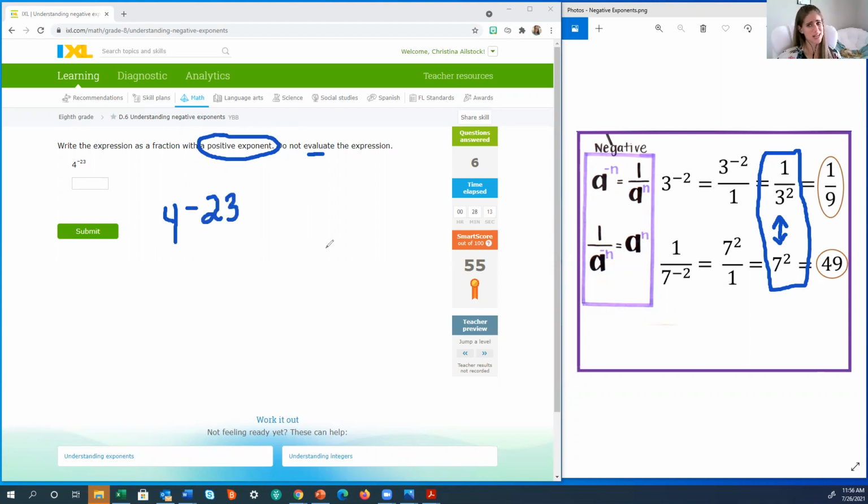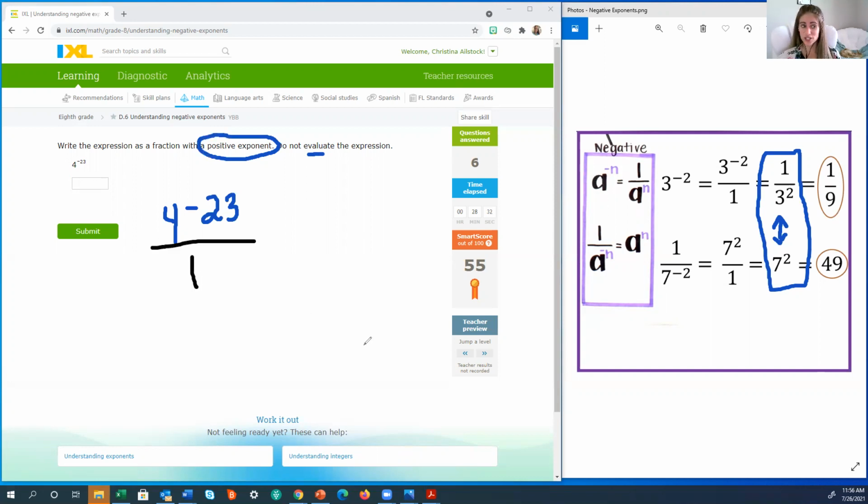I have a negative exponent. I need to make it positive. So first thing I look to see is, is it already written as a fraction? It is not. So that means my next step is to rewrite it as a fraction. And how do you rewrite something as a fraction? Put it over 1.